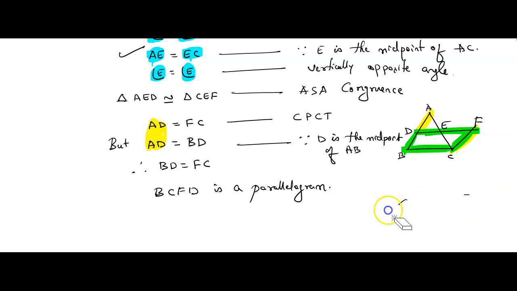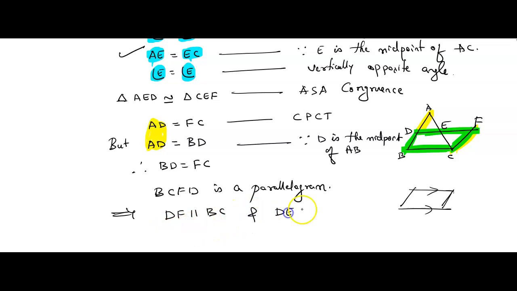Are you getting, children? If you are getting confused, I will repeat once again. BCFD is a parallelogram. Got it? If BCFD is a parallelogram, this implies DF is parallel to BC. Since this side and this side are equal, then definitely the other two sides will be parallel. These both sides are parallel since they form a parallelogram. Got it? And we can also say that DE is parallel to BC.